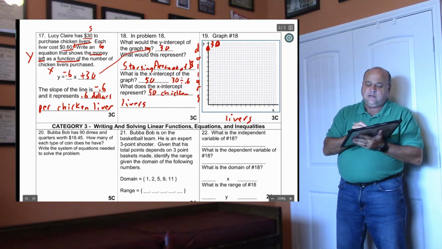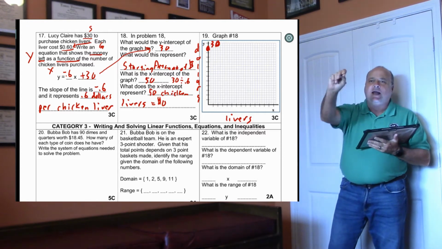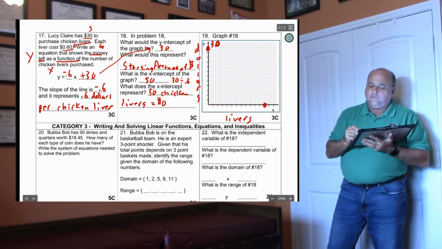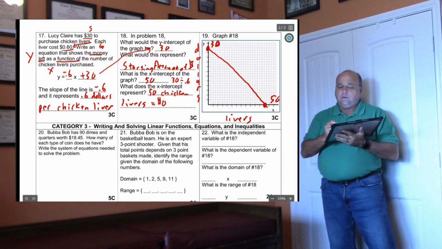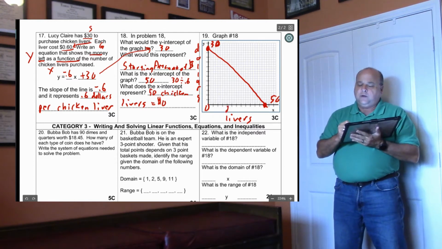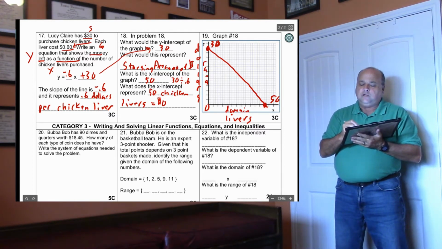which is your x, equals $0, which is your y, right? So at 50 chicken livers, my x, I'm going to output 0. So I'm going to go over here and put a 50. And then I'm going to connect the two dots, and this is my function, okay? Remember, zeros here. This would end up being my domain, and this right here would be my range, wouldn't it?